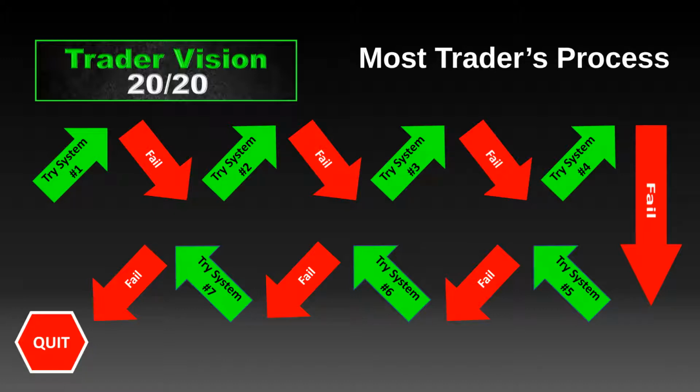So what is Trader Vision, and why does it help? Well, the first thing you should think about is a normal trader's trading process. Typically, a trader will read a book or read an article or see a video, and they'll try that system, and out of the box that'll fail. And so they'll throw in some other whiz-bang indicator that they got an email about, and then that will fail. And then they'll dump that system altogether, and they'll go to some other guaranteed system.